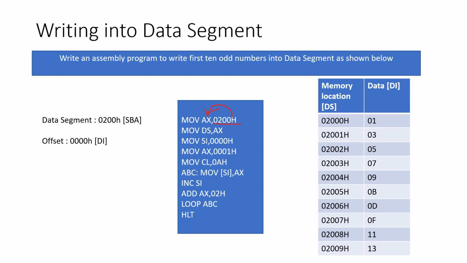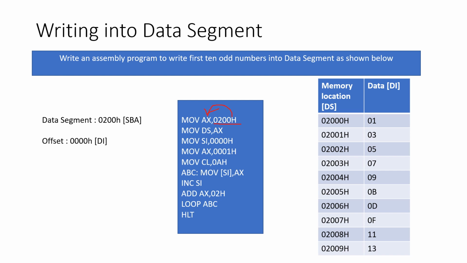Then I define the first odd number. One is the first odd number, so I load it into the accumulator. I want 10 odd numbers to be updated into the memory segment, so I define 0A as the counter value. Remember, the CL register is an 8-bit register which can be used for any counting or loop operations. Then I define a label called ABC, and whatever value is in the accumulator, I move into this data segment.